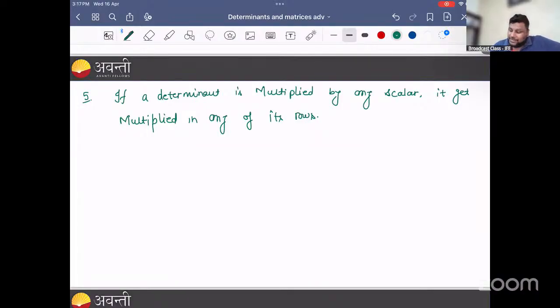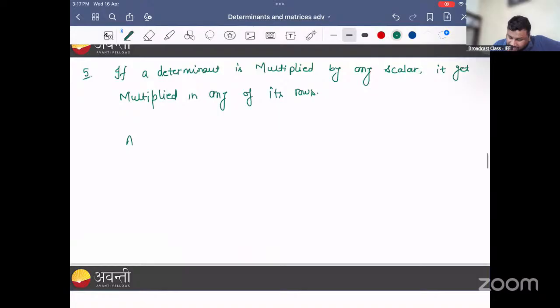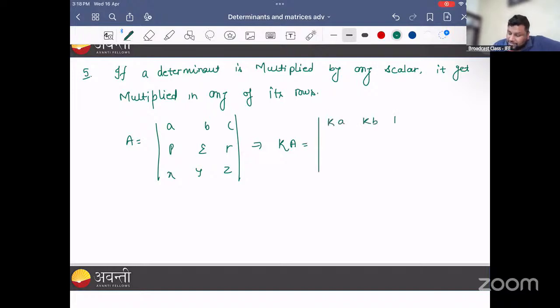Now, what does it mean? Say you have a determinant A as ABC, PQR, XYZ. Now you are multiplying this determinant A by K. Then we multiply K in any one of the rows. So KA, KB, KC. Now it is PQR and now it is XYZ.